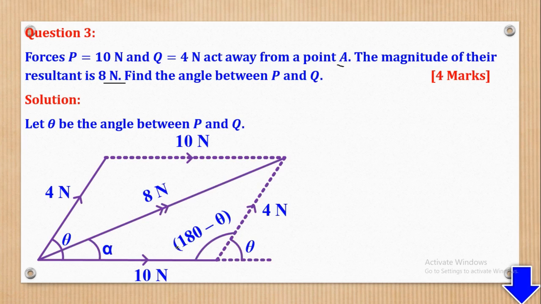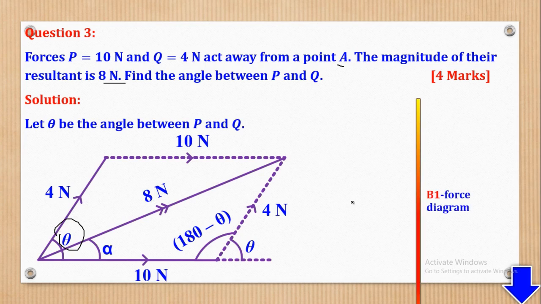So that is a sketch of the information given, and now they told us to find the angle between P and Q. So the angle between P and Q, where P is 10 Newton and Q is 4 Newton, the angle between the two is theta. So let's see how that angle can be got. Before I go to the next slide, drawing the correct force diagram is 1 mark.